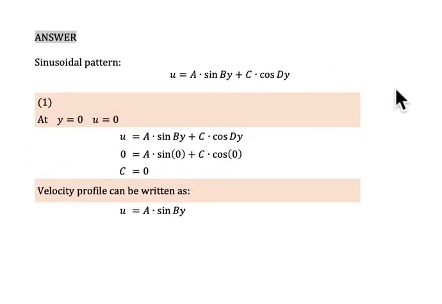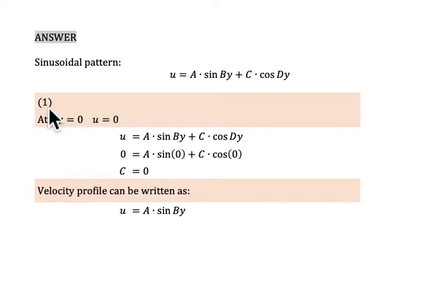For sinusoidal patterns, the basic form is u equal to a sin by plus c cos dy. In this general equation, we found that there are 4 unknown parameters. So you need to have 4 equations to solve simultaneously to get all of these values. But it is okay, let's go back to our boundary conditions.